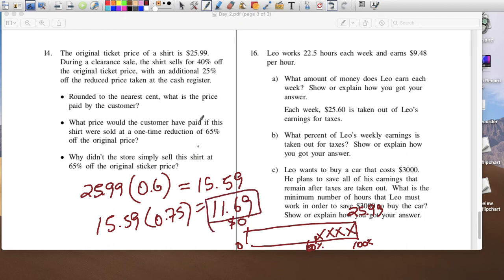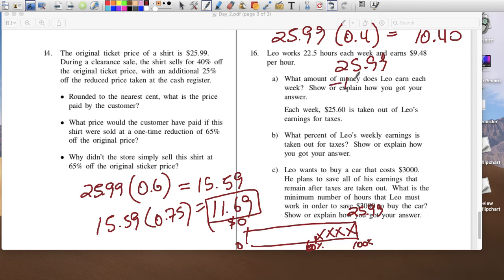All right, that's one way of doing it. And again, those of you who want to do it the other way, you can multiply. The first discount was 40%, 0.4. 25.99 times 0.4 equals 10.40. That's your discount. So 25.99 minus 10.4, you get 15.59, and you can tell it's the same price after the first discount.